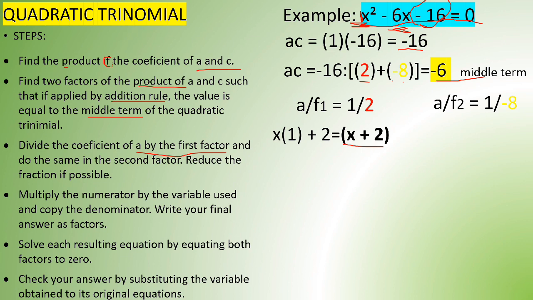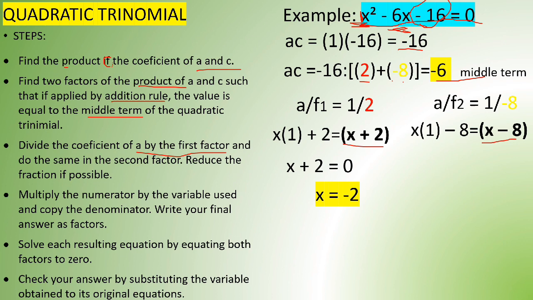And the second factor, a, which is 1 times the variable x minus ang denominator natin, a. So, x times 1 is x minus 8. Ito ang second factor natin. Since meron na tayong mga factors, i-equate na natin siya by zeros. Okay? So, x plus 2 is equal to 0.